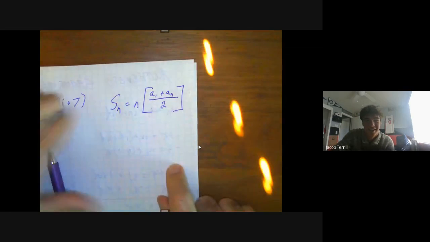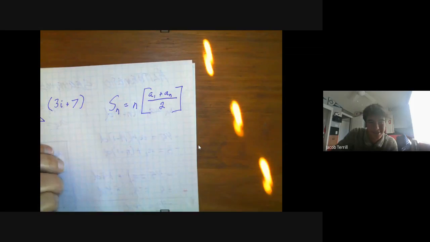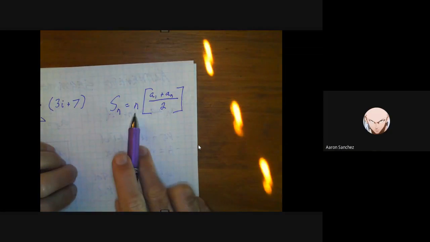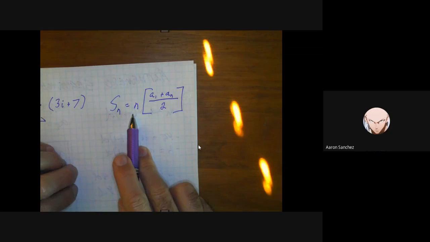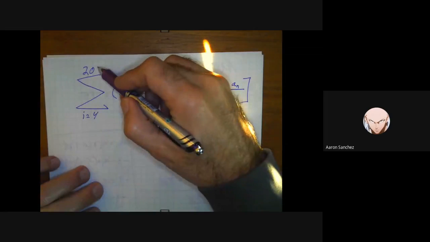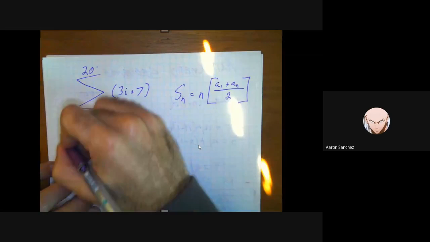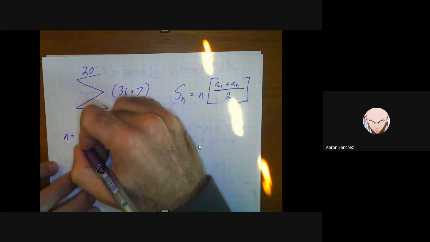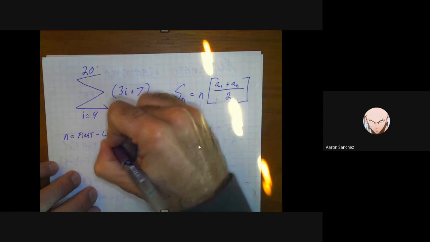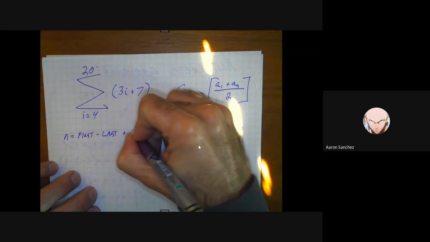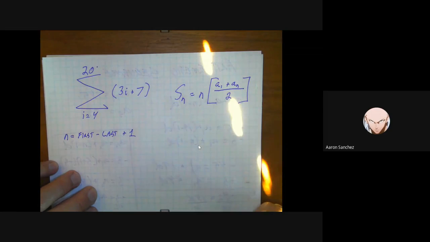Oh. a_1 plus a_n divided by 2, all times n. Now, n we usually put as 20, but since I'm going from 4 to 20, n is actually going to equal this. It's going to equal the first term minus the last term plus 1. Let's do that for our n.